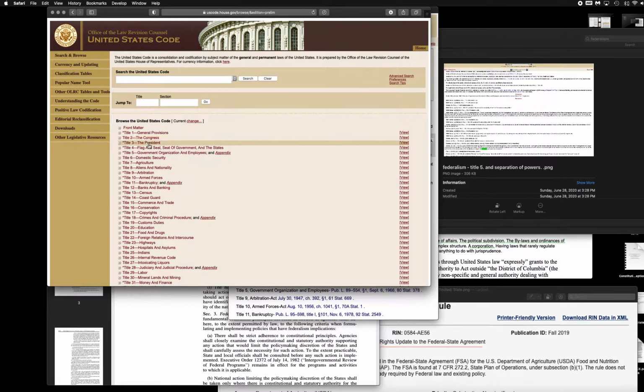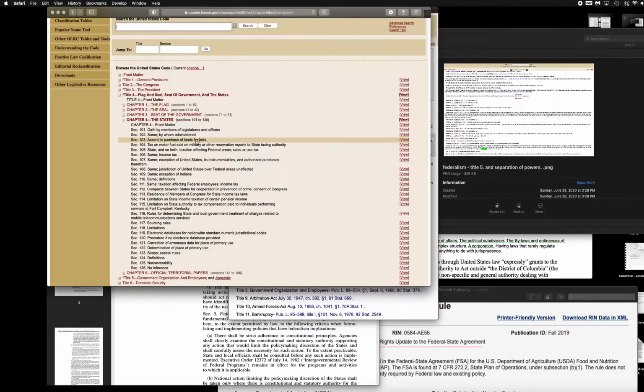Okay, so if we go to states, that would be Chapter 4. And then we look at assent to purchase of lands for forts. Okay, and then it says here, tax on motor fuel sold on military or other reservation reports to state taxing authority. So the military pays taxes to the states, and you'll see that once you go in there and you read this code, because the taxing in the Constitution gave the federal government the authority to tax on federal lands only, but the state can tax the feds.